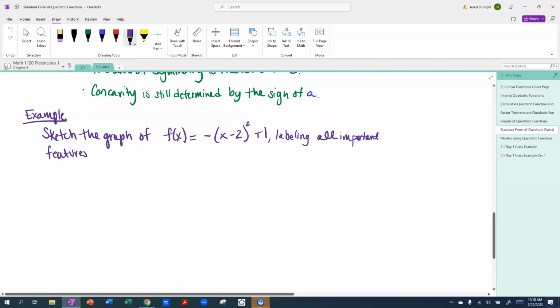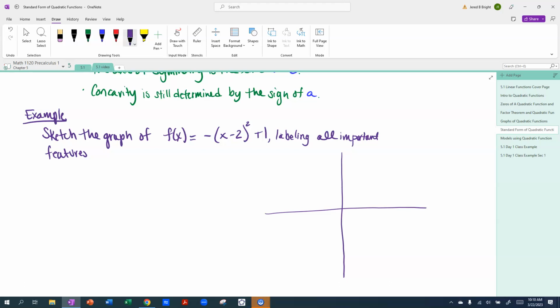All right, so we're given a quadratic function and it says label all important aspects. Okay, so I'm just going to come over here, get my graph set up. I'm just going to start labeling what I know. It is in standard form, so I can say one bit of information, the vertex, is at this is H and this is K. So the vertex is at 2, 1. I know the axis of symmetry is at the line x equals 2. Okay, so I'm just going to start labeling this information on here. So I have my axis of symmetry.